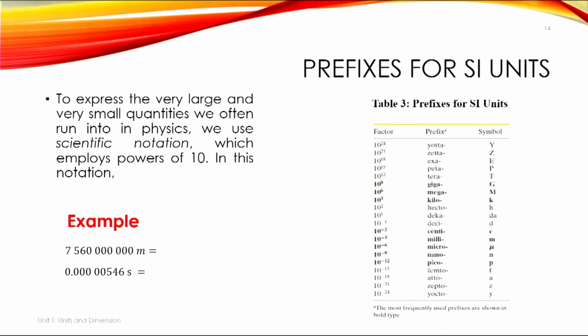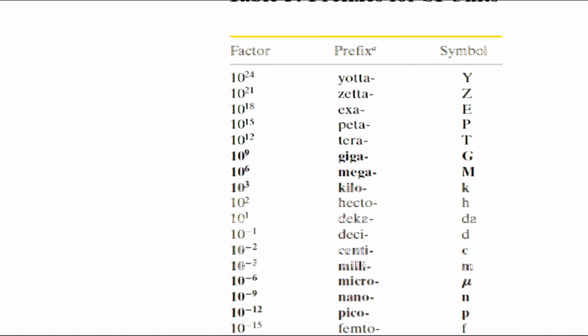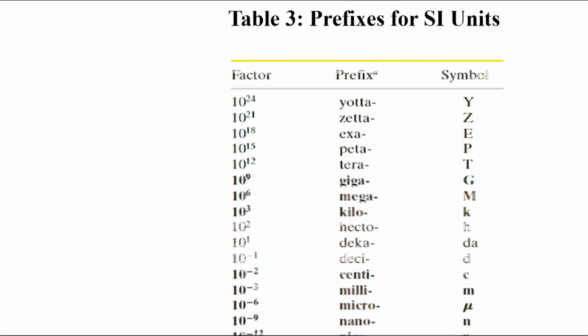So let's take a look at prefixes for SI unit. What do we mean by that? Of course, we mentioned that to express very large and very small quantities we often run into in physics, we use scientific notation which employs powers of 10. So what do we mean by that? Let's take a look at this table. For instance, we may have mass in millions, numbers of decimal places, or we may have length in meters, but in thousands of places, much more than that, many decimal places.